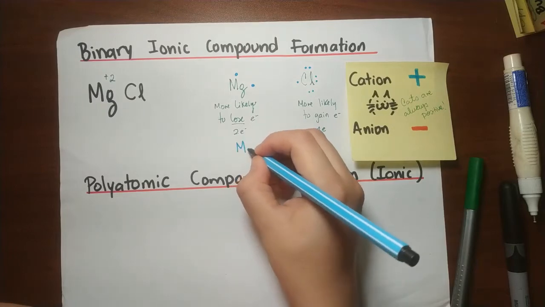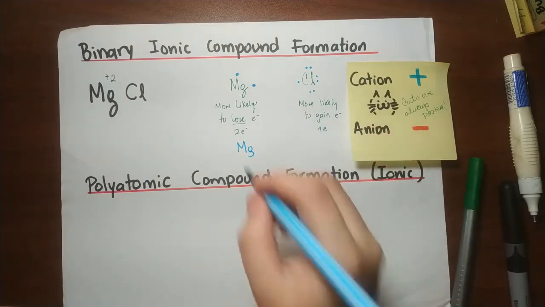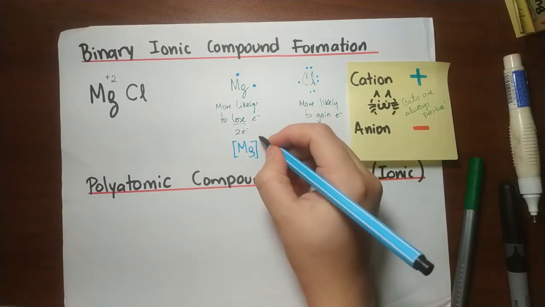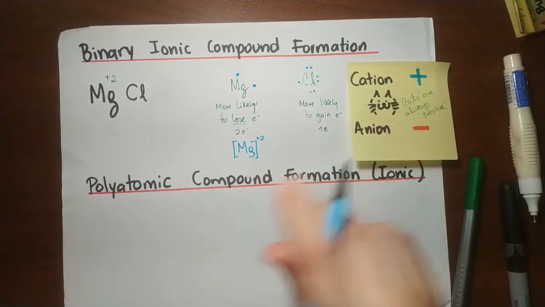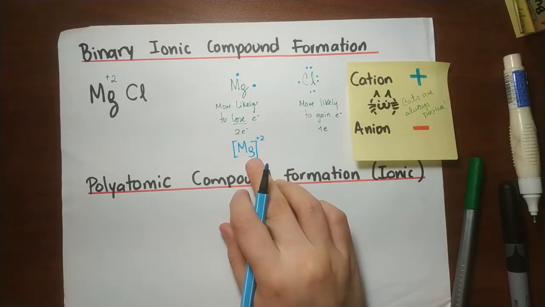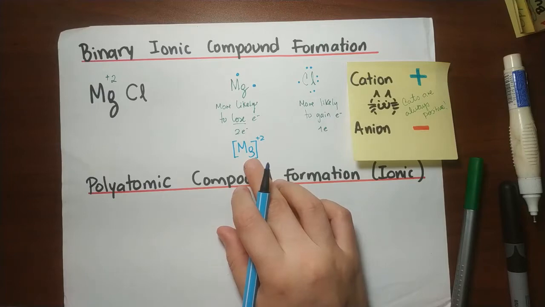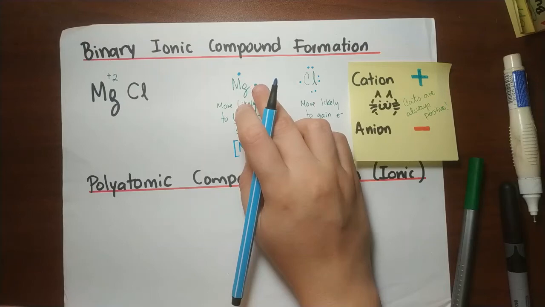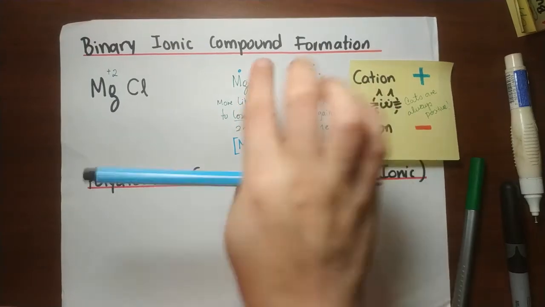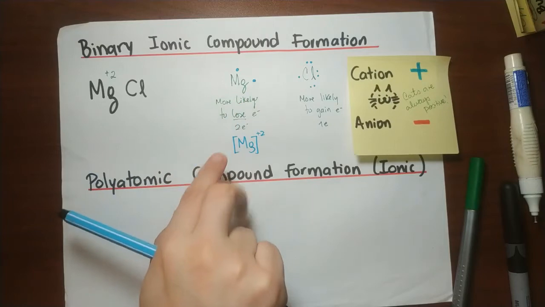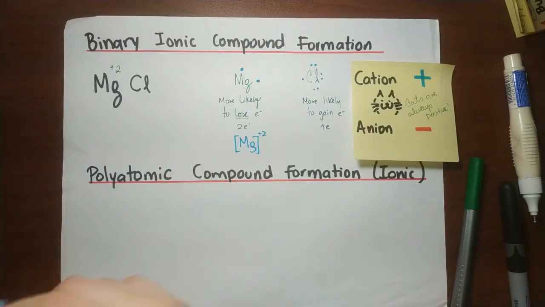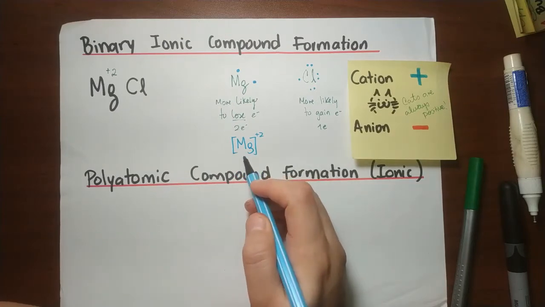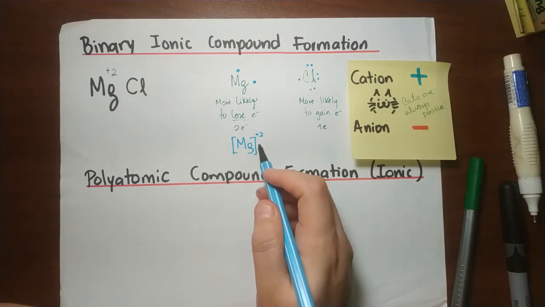So in an ion expression, this will be written as magnesium inside brackets plus 2. This means that this is an ion. Okay, so this is magnesium plus 2. This is the ion, this is the element. Okay, one atom of magnesium has 2 electrons in the outermost level, and then as magnesium is more likely to lose those electrons, it becomes a cation, so you have to write it inside brackets like this.